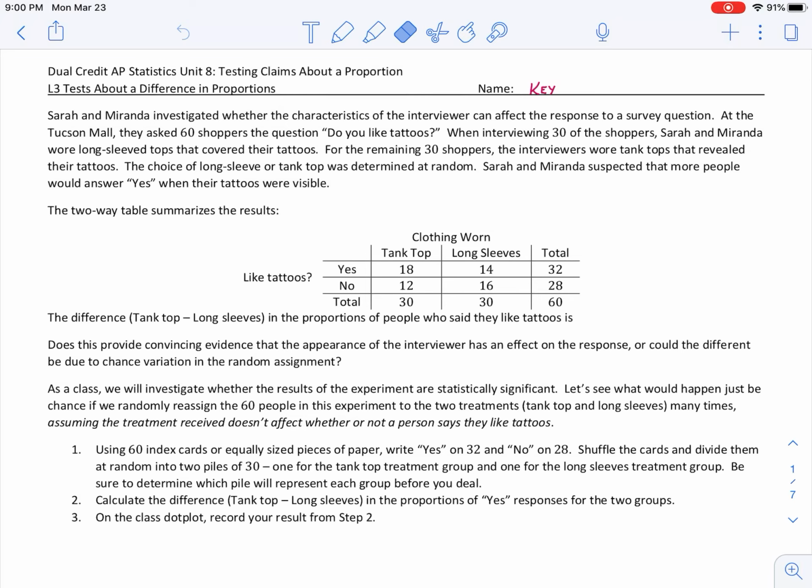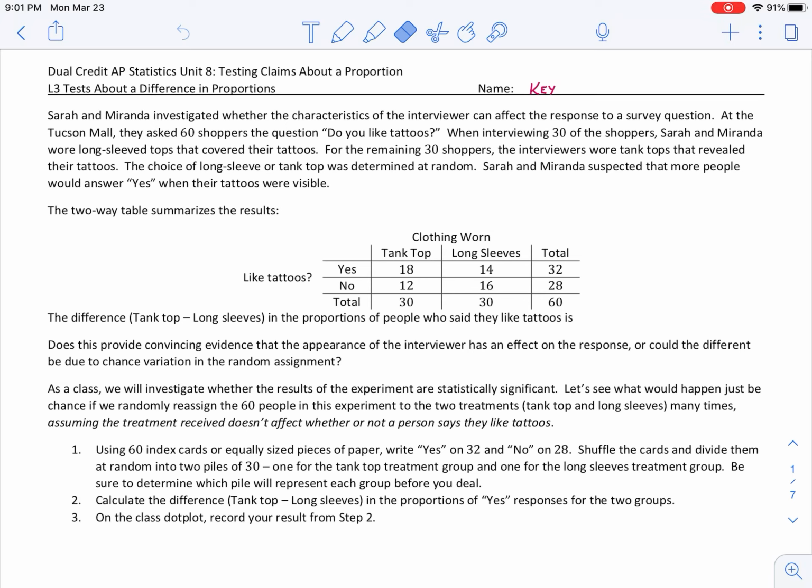So we have the total for tank tops and long sleeves, both 30, but they got 32 yeses and 28 nos. What we're really looking at is the difference in the proportion of people who said they like tattoos. This difference in proportion is really helpful, especially for a lot of medical trials. If they're comparing prescription drugs, like Lipitor versus some other drug to lower bad cholesterol, they can look at the proportion of people it lowers it for and see which one lowers it more, or if it's the same proportion for both.